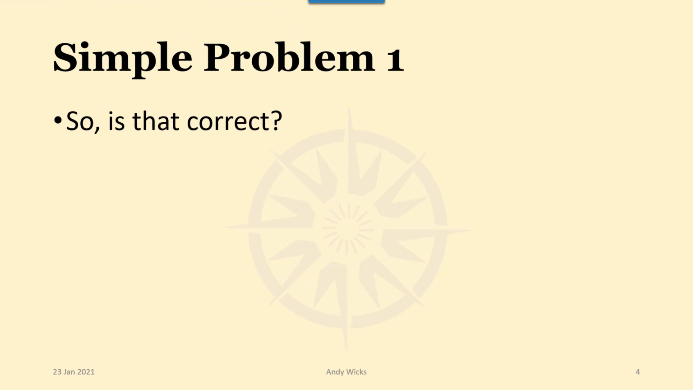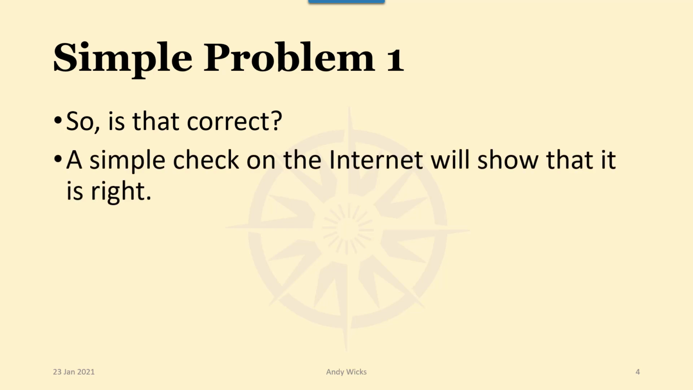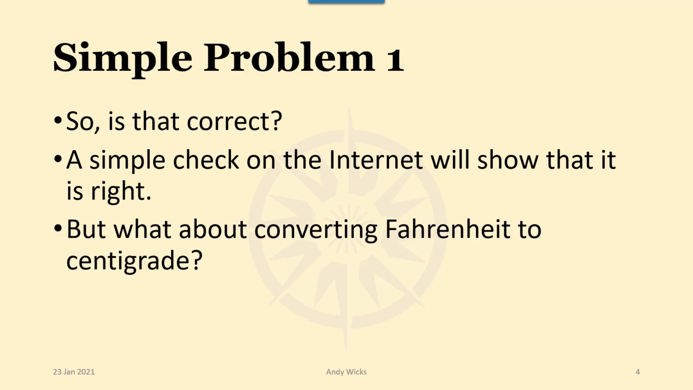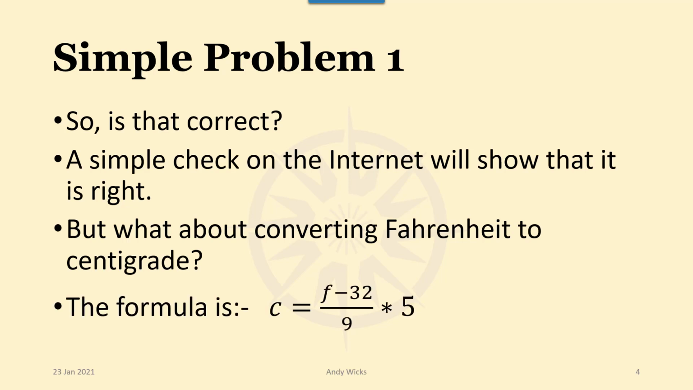But there's another little bit that I've got to tell you about. You always have to check your answers. Yes, we expected to get 68, and yes, we got 68, but was what we did originally correct? Is 20 degrees centigrade 68 degrees Fahrenheit? How would we check that? Well, the easy way is a simple check on the internet, and that will actually show that this is correct. 20 degrees centigrade is 68 degrees Fahrenheit. But what about converting Fahrenheit to centigrade? How hard can that be? Well, here's the formula. Why don't you have a go at creating that in Scheme?